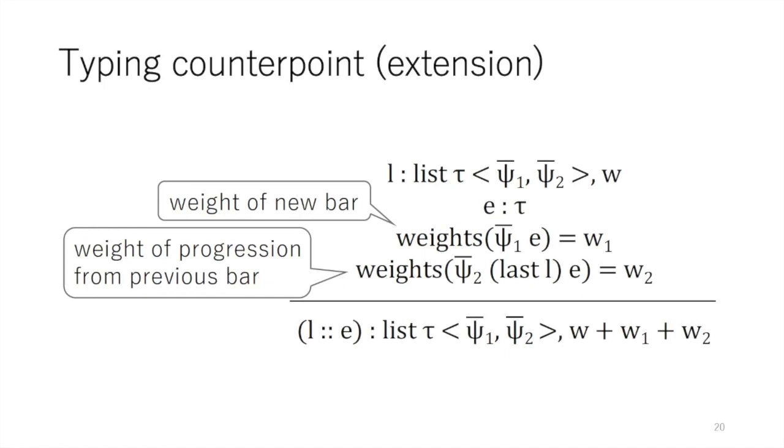The rule for an extended list is similar. Here, we additionally use the second group of predicates, psi 2, to evaluate the progression from the previous bar to the newly added bar. And we include the sum W2 in the total weight in the conclusion. One thing I would like to note here is that proper evaluation of counterpoint is much more complex, but for now, we just take this simple additive approach.